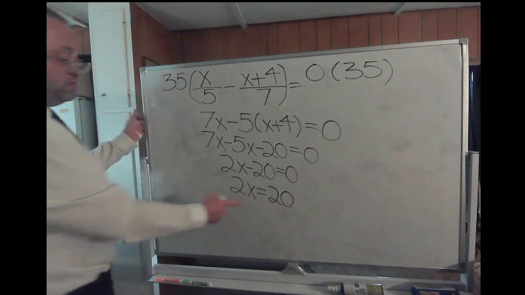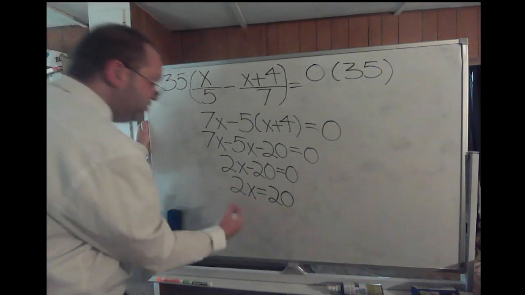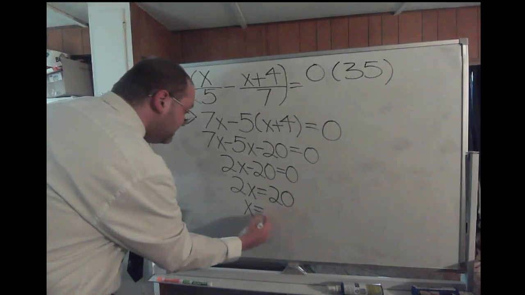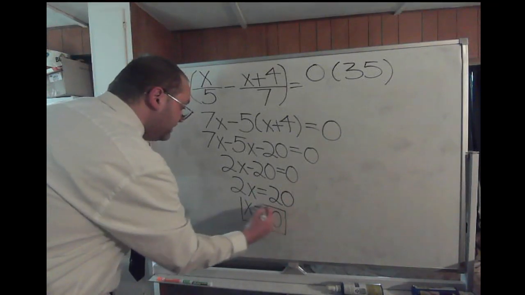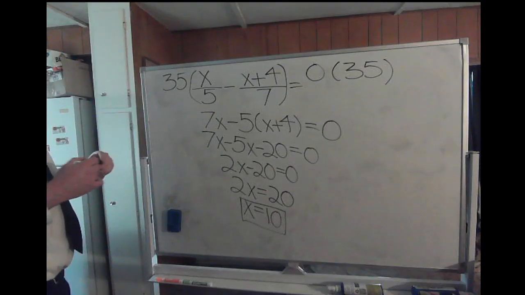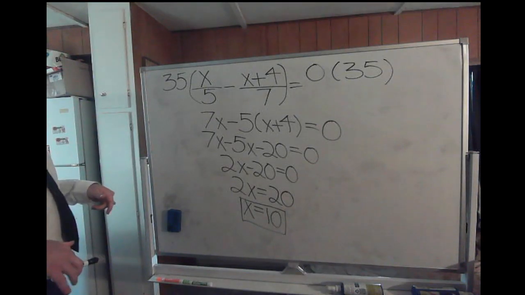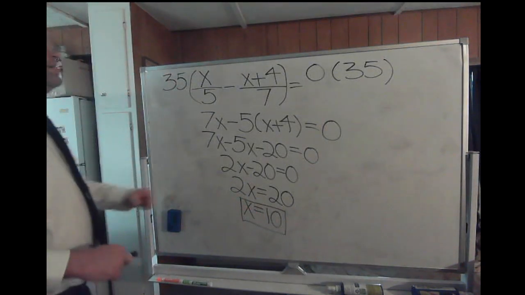Now we want to just solve for x. So divide both sides by 2. The left side comes to x. The right side comes to 10. So in the end, the answer you should get would be x equals 10.